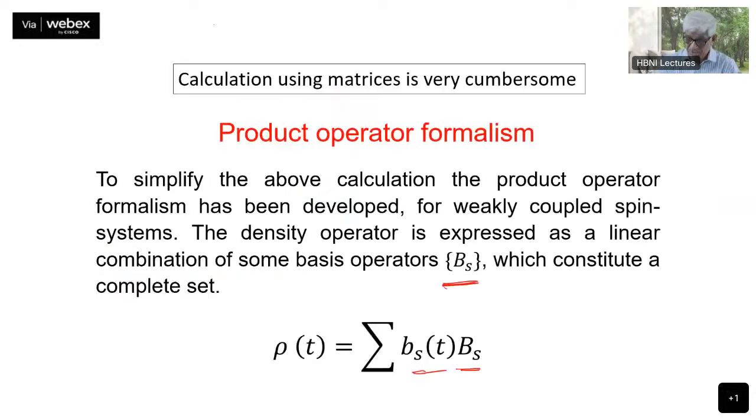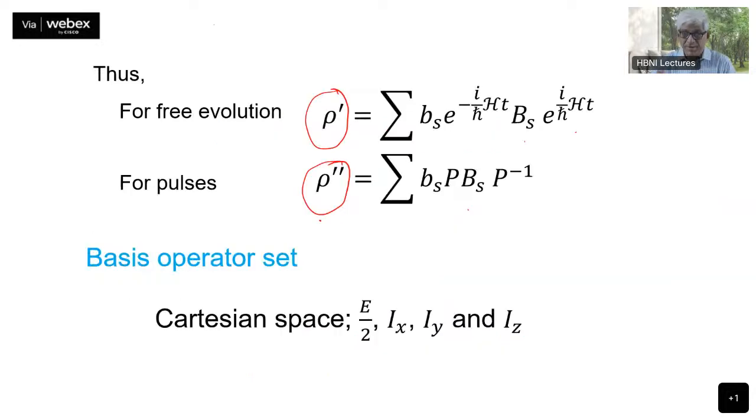Because suppose I were to do an operation P on this one, I will do the same thing here, P rho P minus 1. You take the P inside, P Bs P minus 1. That's what it will become. So that is what is represented here. The summation of Bs, e to the minus iHt Bs for the Hamiltonian evolution, and for the pulse operation you have P Bs P minus 1. Very simple. This is the way the operation happens. Now the whole calculation is broken down into evolution of smaller segments, smaller sets of operators.